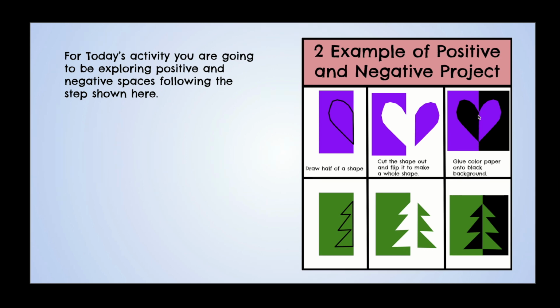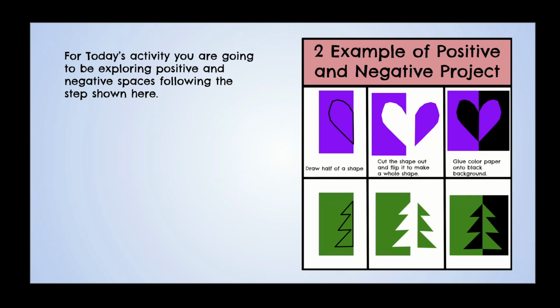When you do that, you're now creating a whole shape. In this example, it would be a whole heart. In the bottom example, it would be a whole tree. Doing so, you've now created some positive space and some negative space. In the top example, your positive space would be the heart because the heart is the main focus.